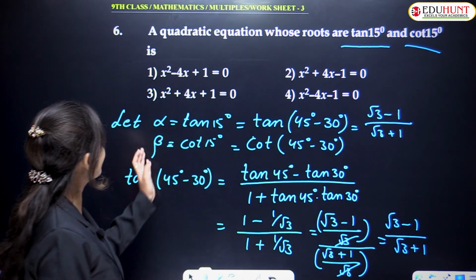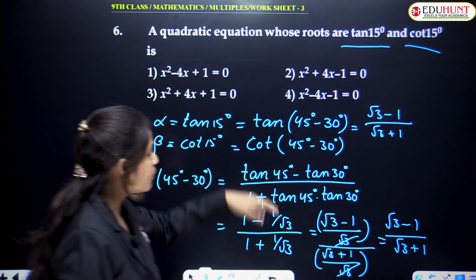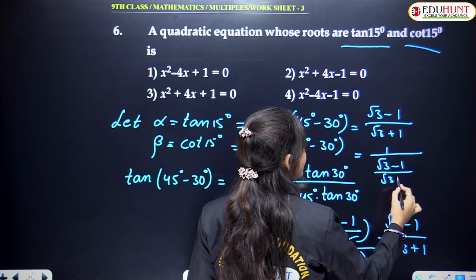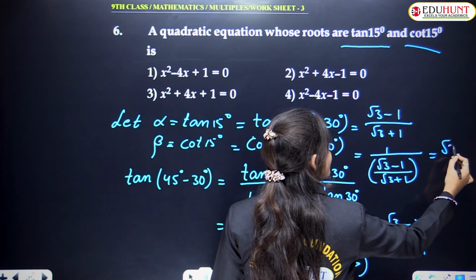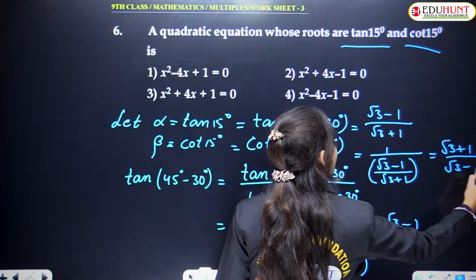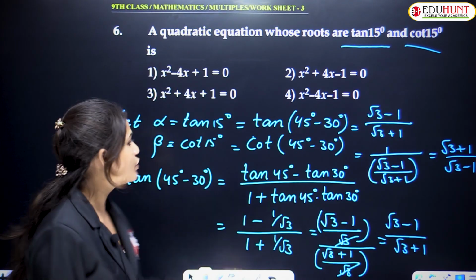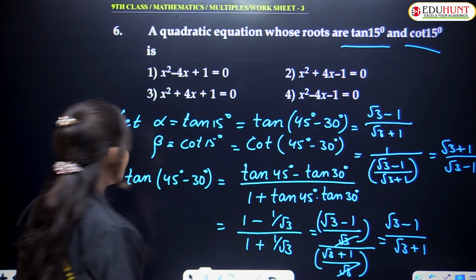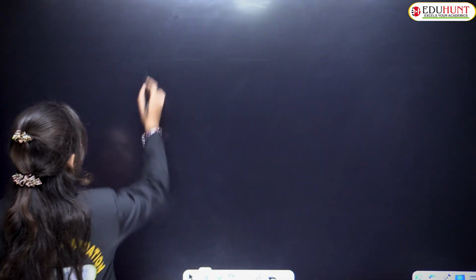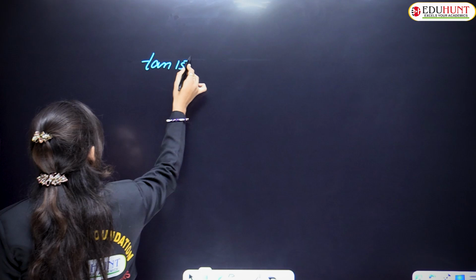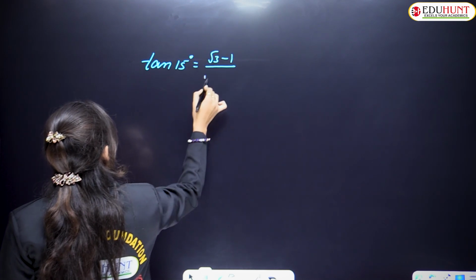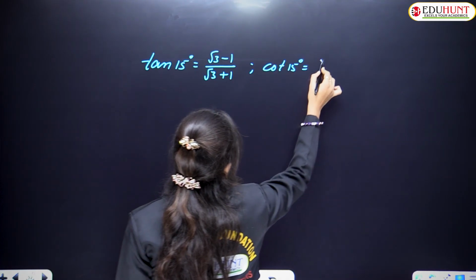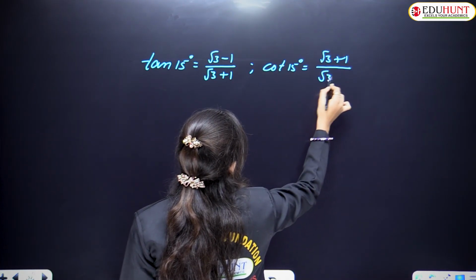Okay, ma. So here cot means that is 1 by tan only, no? So 1 by tan, which is equal to 1 by root 3 minus 1 by root 3 plus 1, which is equal to root 3 plus 1 by root 3 minus 1. Understand, ma? So these two are the values of tan 15 degrees and cot 15 degrees. So tan 15 degrees is equal to root 3 minus 1 by root 3 plus 1, and cot 15 degrees is equal to root 3 plus 1 by root 3 minus 1.